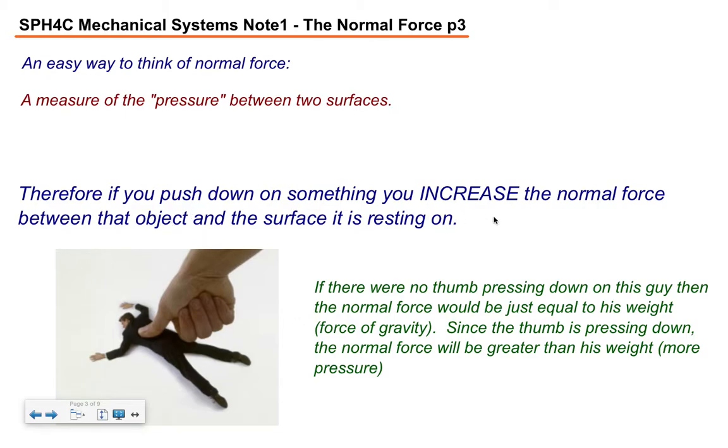So if you push down on something, you increase the normal force. On the other hand, if you pulled up but didn't quite pull him off the ground, just pulled up a little bit, you can almost imagine you reduce the pressure a little bit between this guy and the floor. That's decreasing the normal force. So normal force is kind of a balancing force that way. If there were no thumb pressing down on this guy, then the normal force would be just equal to his weight, which is just gravity, right? Since the thumb is pressing down, the normal force will be greater than his weight.